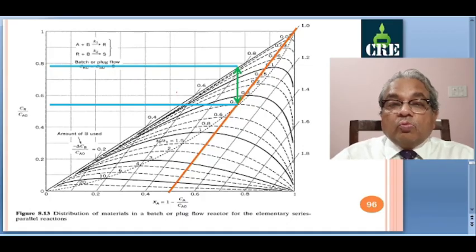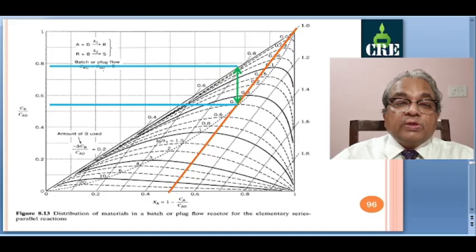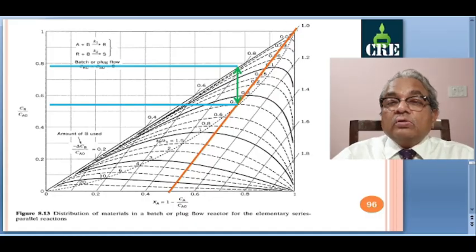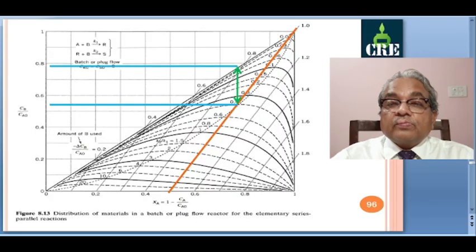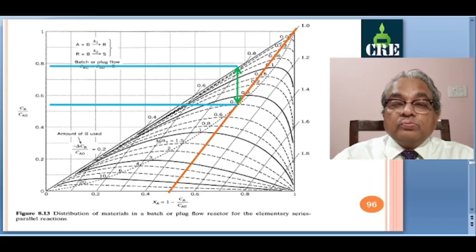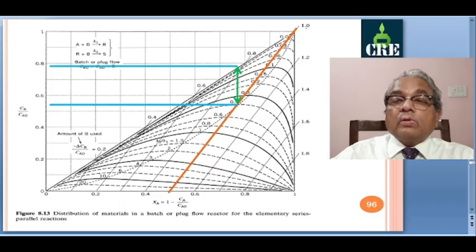So 0.25 moles found to be present. Equimolar, so this CB by CA0 is 1, goes to completion immediately. So delta CB by CA0 is 1. So on this line, this is the line of slope 2 of delta CB by CA0, which is 1.